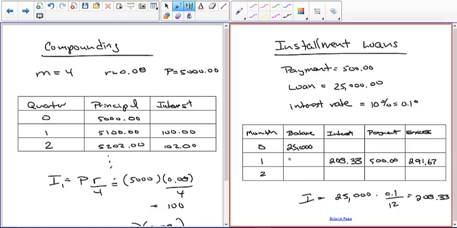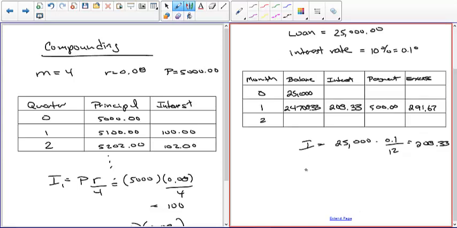So then my balance is $25,000 minus the excess, which is $24,708.33. So that's after 1 month. Balance after 1 month: 25,000 minus 291.67, which is equal to 24,708.33. We do the net interest again.